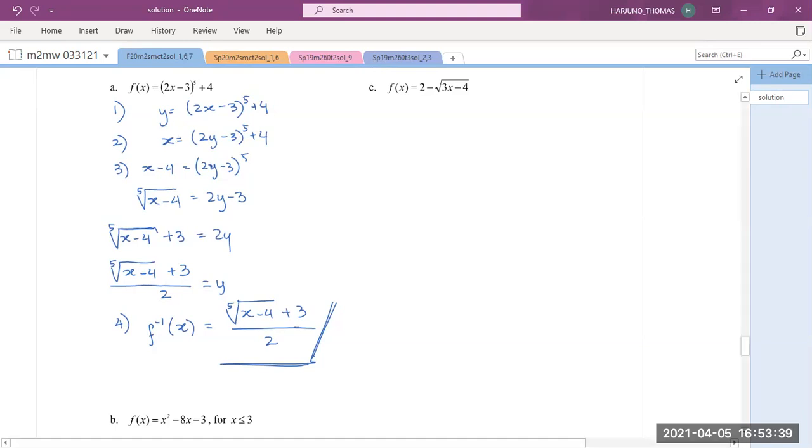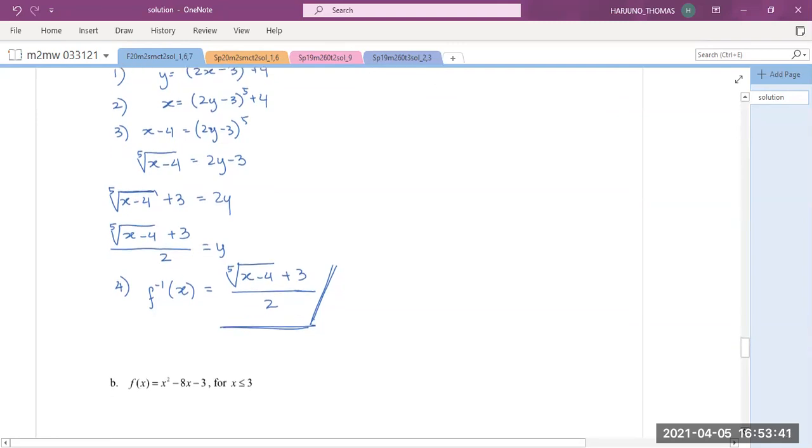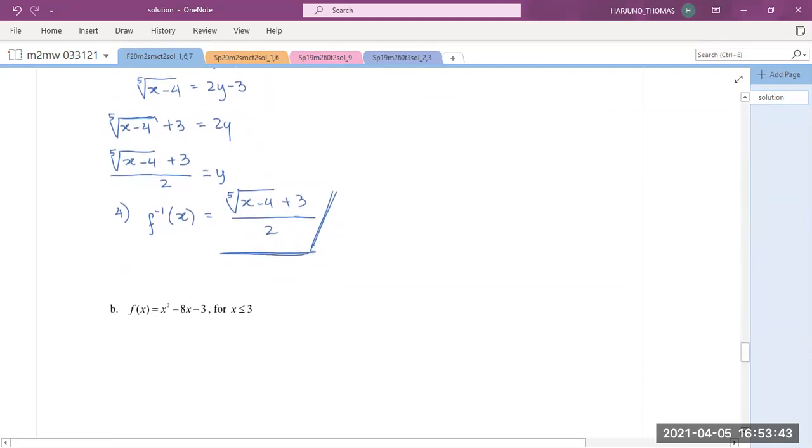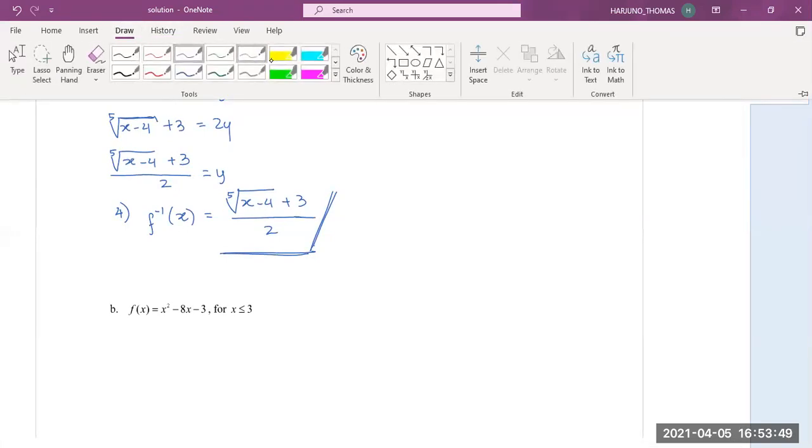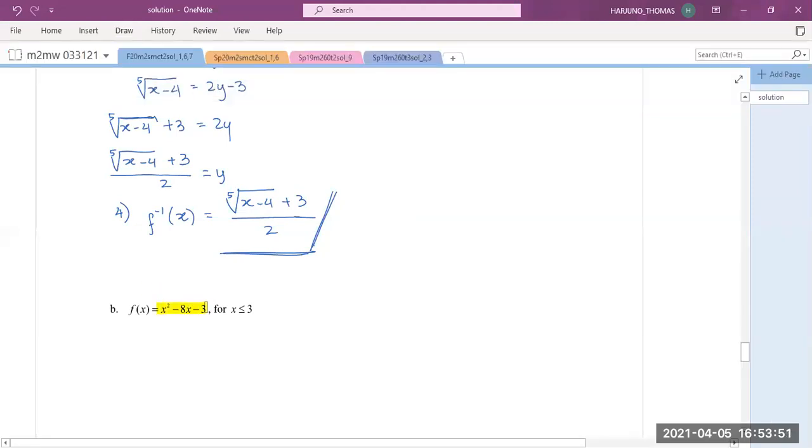Let me go on. Part B. Find the inverse of this function. Notice that this function is not one-to-one originally. It's a quadratic, right? So this is not one-to-one originally. Now we make it one-to-one by restricting the domain. Now then, what happened to the inverse?